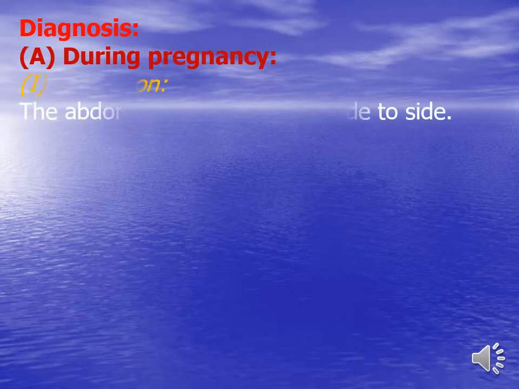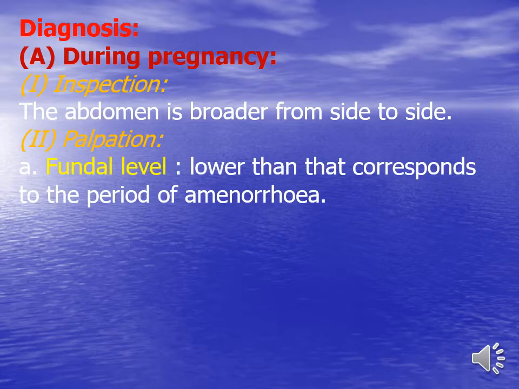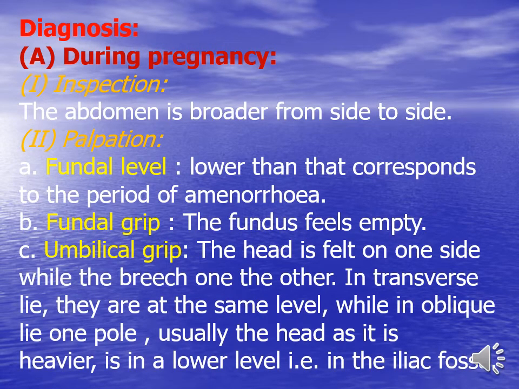Diagnosis. During pregnancy, by inspection, the abdomen is broader from side to side. Palpation: the fundal level is lower than that corresponding to the period of amenorrhea. Fundal grip: the fundus is empty. Umbilical grip: the head is felt on one side while the buttock is on the other side.